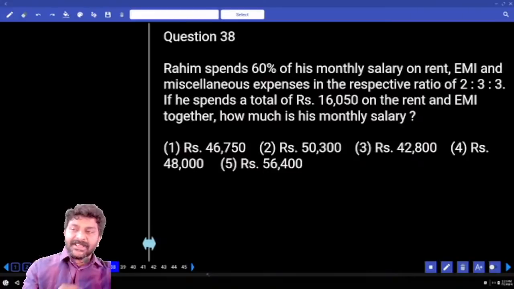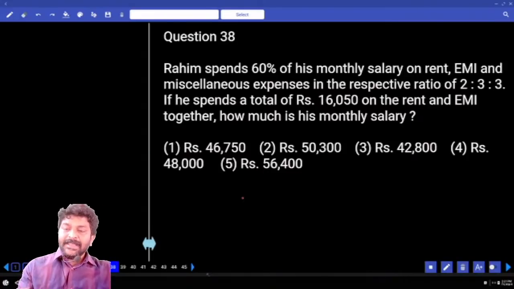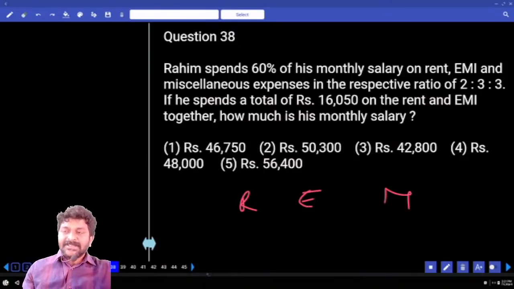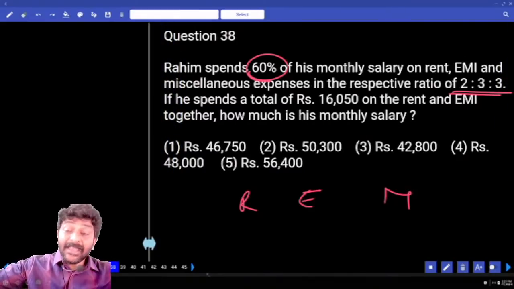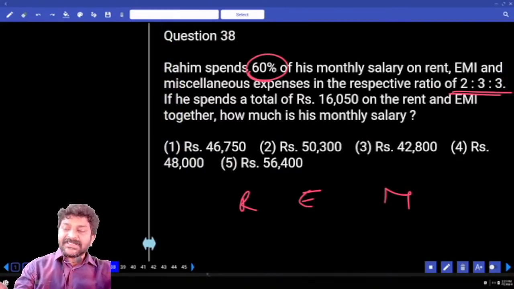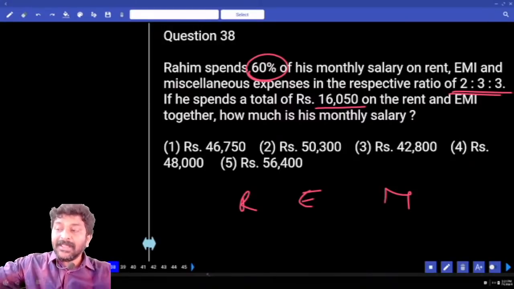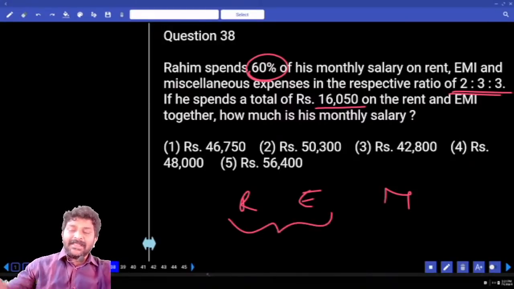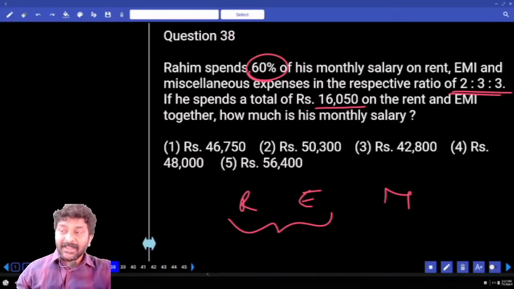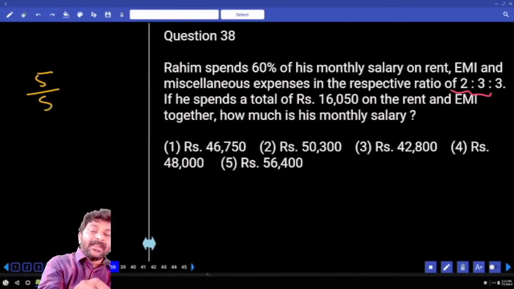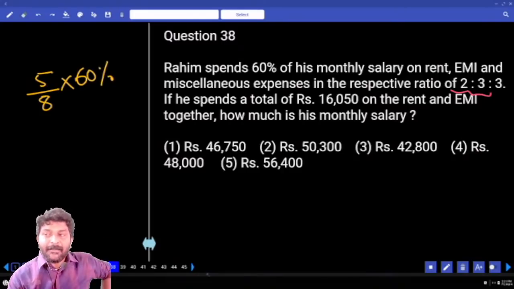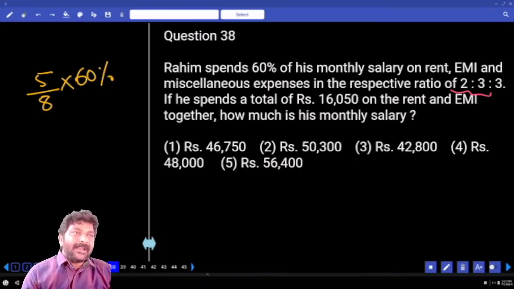Rahim spent 60% of his monthly salary on rent, EMI and miscellaneous expenses in the respective ratio 2:3:3. That means 60% is divided into 8 parts. If he spends a total of 16,050 rupees on the rent and EMI, that means the first 2 variables only, 5 parts out of 8 parts. Among 60%, this is the money spent on EMI and rent, correct?